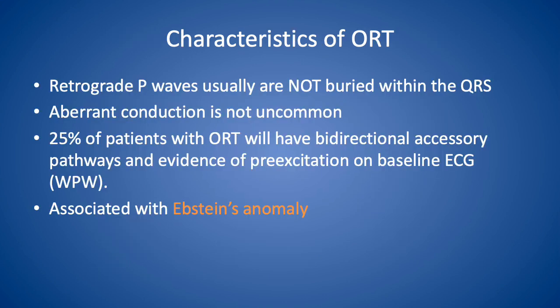Again, characteristics of an ORT: there are typically retrograde P waves not buried within the QRS. Aberrant conduction is not uncommon. And about 25% of patients with ORT will have a bidirectional accessory pathway with evidence of pre-excitation on a baseline EKG, or Wolff-Parkinson-White. And lastly, there's an association with Ebstein's anomaly and ORTs.